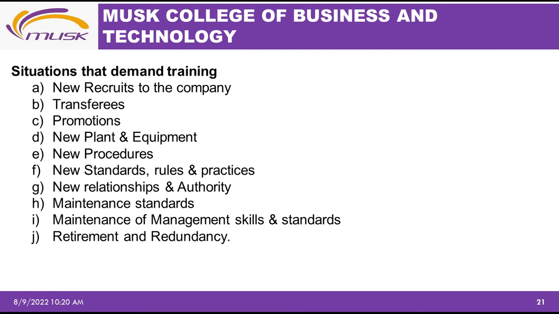The other one is maintenance standards. The other one is maintenance of management skills and standards. And finally, retirement and redundancy. When somebody's term comes to an end through retirement, or they have been declared unwanted, what we call redundancy, then that is a need for training to be done.